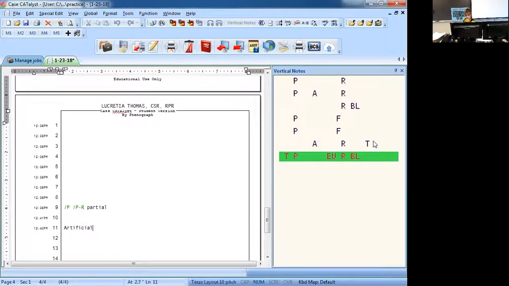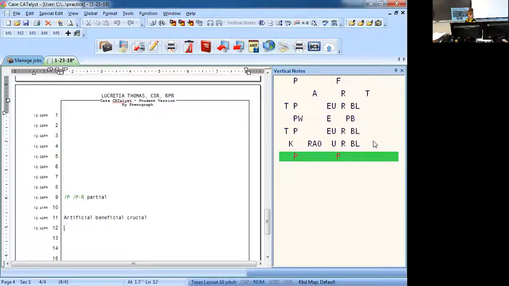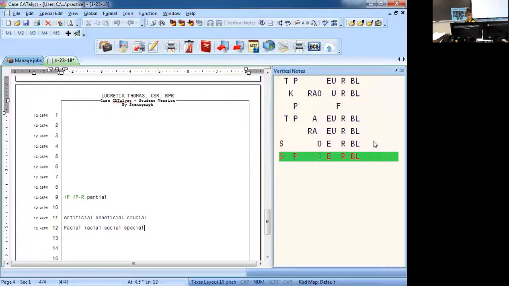Okay, so we have the word artificial. You have to stroke them out. Artificial, beneficial. The shul, remember the sh is the RB, so just put the L in. You've got crucial, it's a long U sound. We've got facial, F long A-R-B-L. Racial, R long A-R-B-L. Social, S long O-R-B-L. Special, S-P-E-R-B-L.